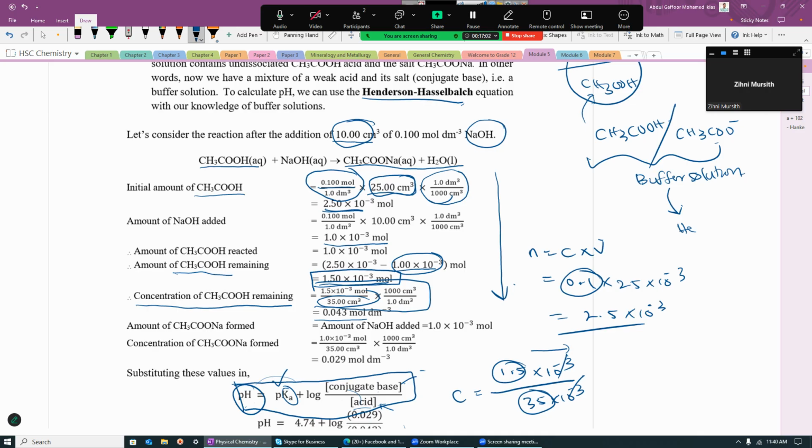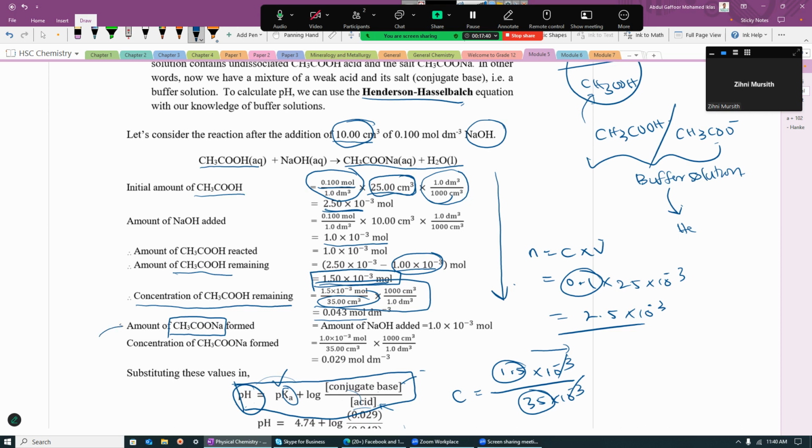And the amount of CH3COONa formed. Why? Because when you add NaOH, some amount of this salt will be produced, right? That is going to be simply the amount of NaOH, because this is going to be a complete reaction and it will occur according to stoichiometry. Since we have added 1 into 10 power minus 3 mole of NaOH, that is going to form the same amount of salt, right? Okay.